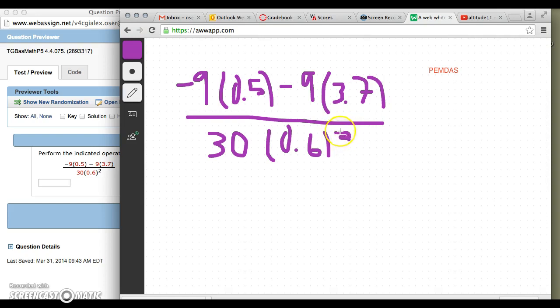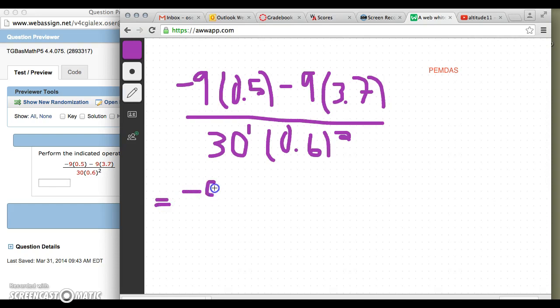All right, so notice that this power of 2 is attached to the parentheses. So it is only applied to what we see in the parentheses. It is not applied to the 30. Technically, this 30 does have its own power. It has a power of 1 over here. Okay, so we need to take 0.6 and we need to square it.